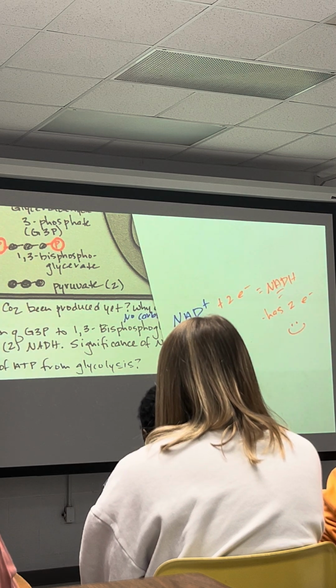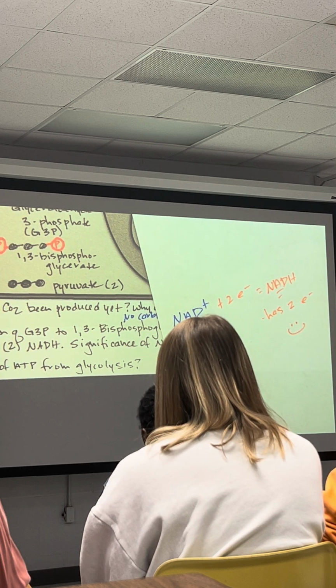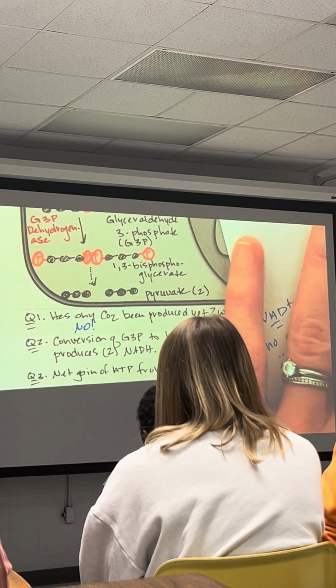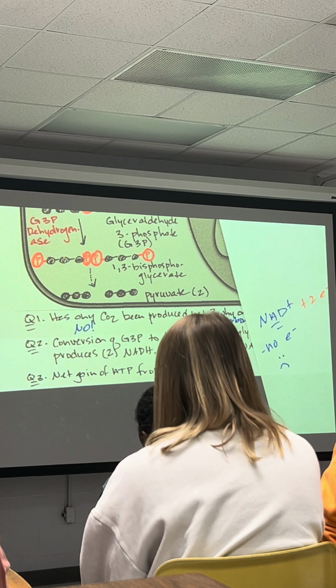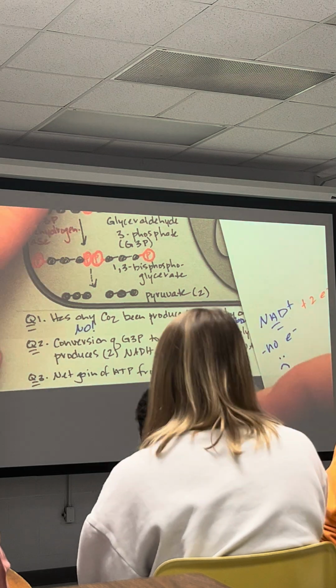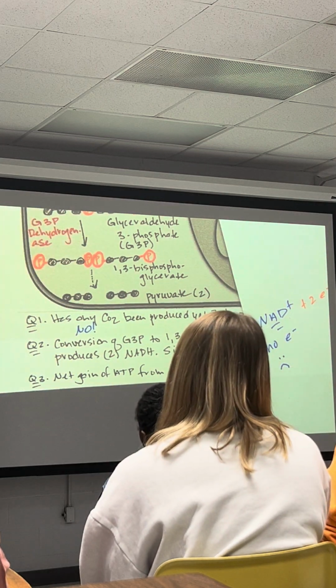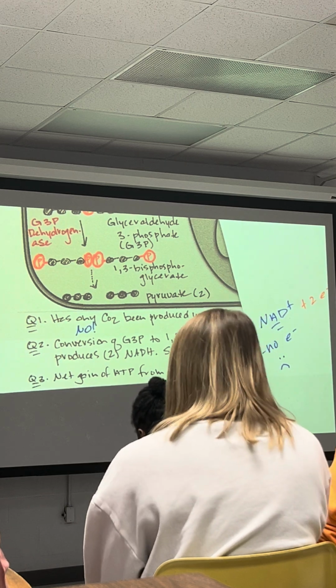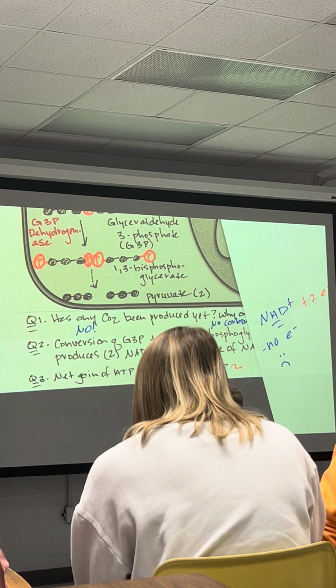Okay. So, next question, question 3. Net gain of ATP from glycolysis, what's the number? 2? 2, good job, 2. Because we got 4, but we took 2 to get it going. We are leaving glycolysis, and we're gonna move into the next part.